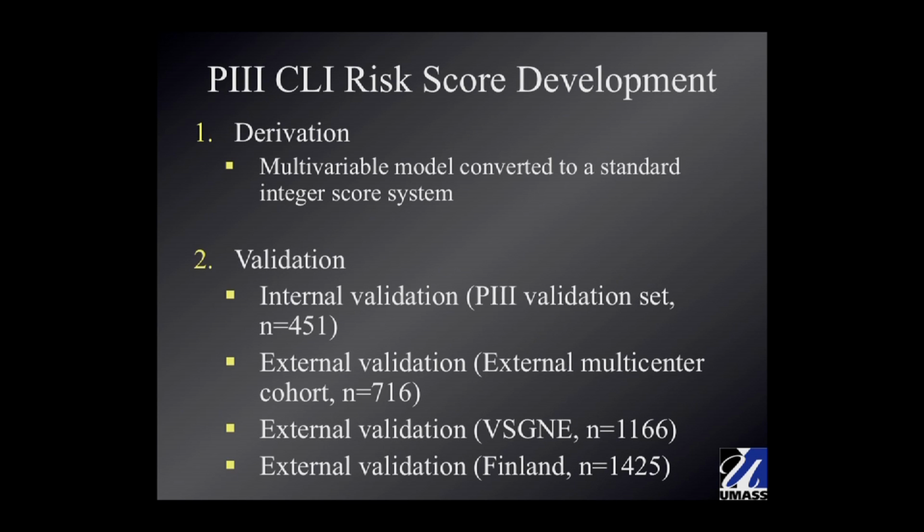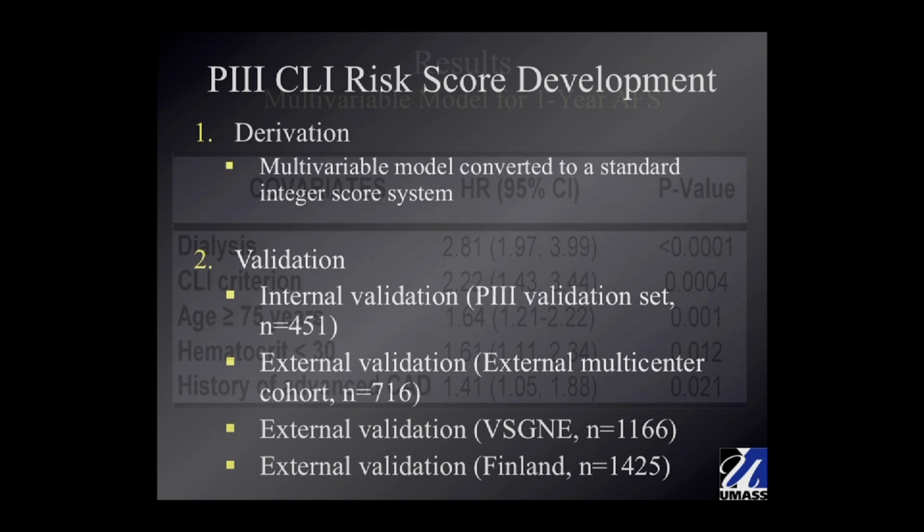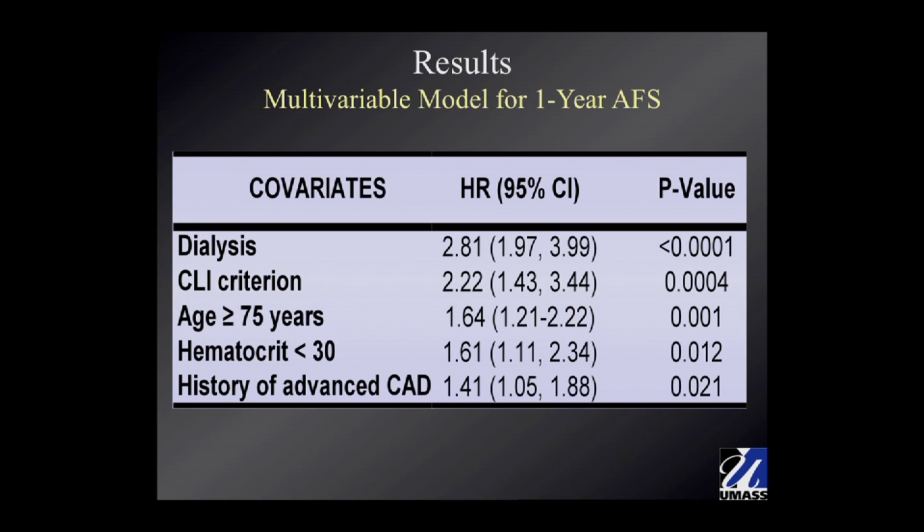I think what's a little bit unique is then we tried to be pretty rigorous about the validation. So we validated it internally, first in the P3 validation set, then externally in that external multi-center cohort. Then we validated again in the VSGNE, and then recently it was validated in a cohort from Finland. So let me show you that a little bit. This was the model that ultimately was yielded after, what we thought was pretty rigorous statistical analysis, showing that dialysis, tissue loss, advanced stage, anemia, and a history of advanced CAD defined as previous revascularization, either with CABG or with PTCI, were all independent predictors.